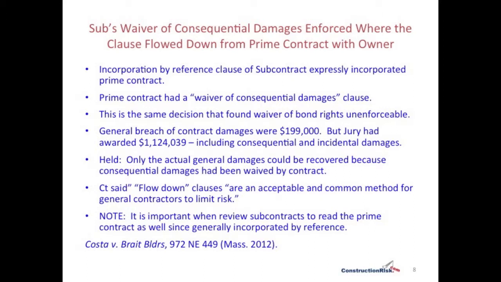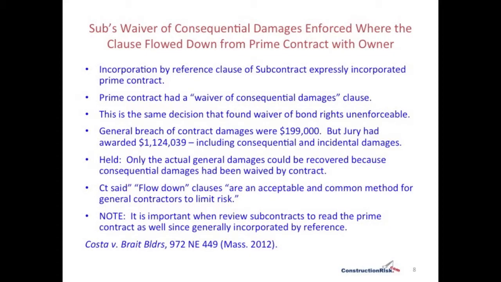I've split that case into two different articles because they're so distinct in what the subject matter was that was considered. So the next article is the subcontractor waiver of consequential damages was enforced where the clause was flowed down from the prime contract with the owner. So this is interesting. There was an incorporation by reference clause in the subcontract that expressly incorporated the prime contract. And the prime contract had a waiver of consequential damages clause in it.